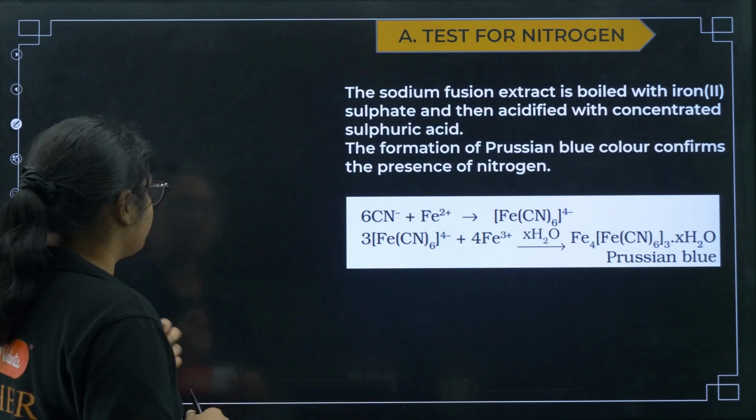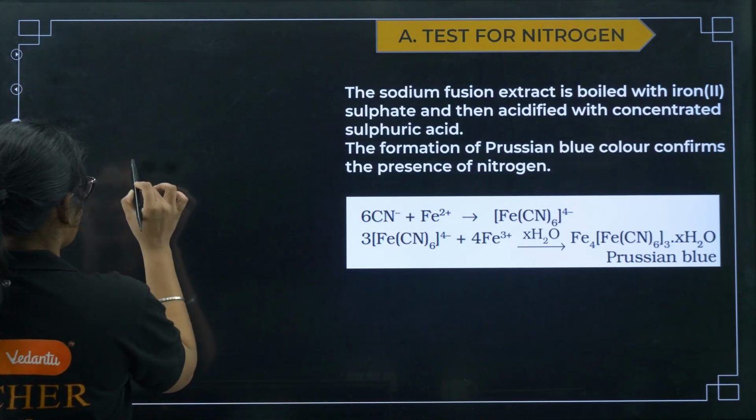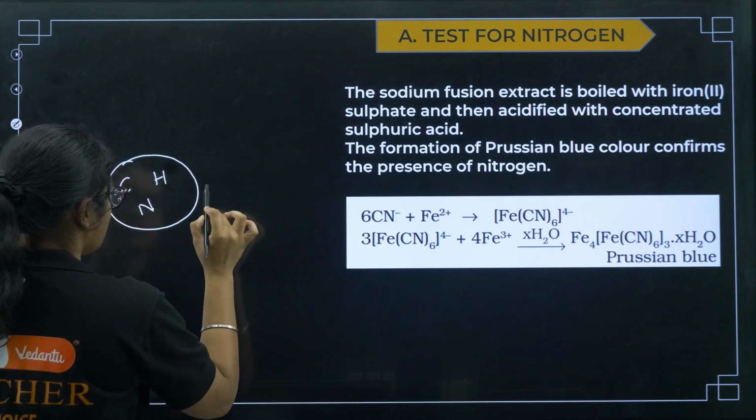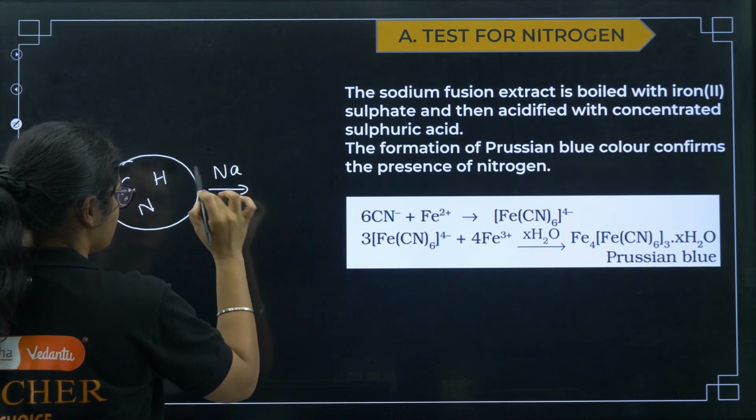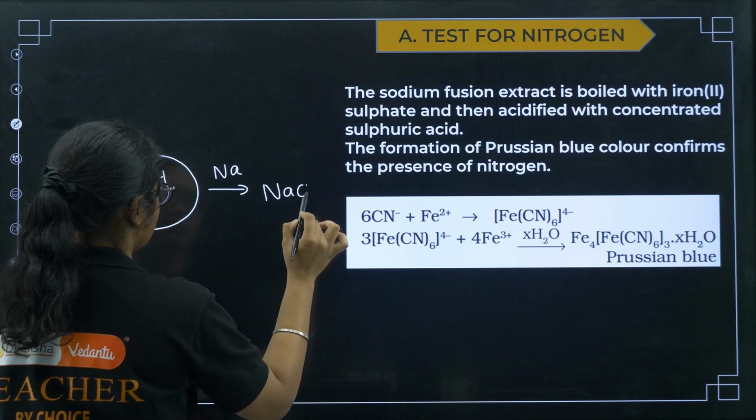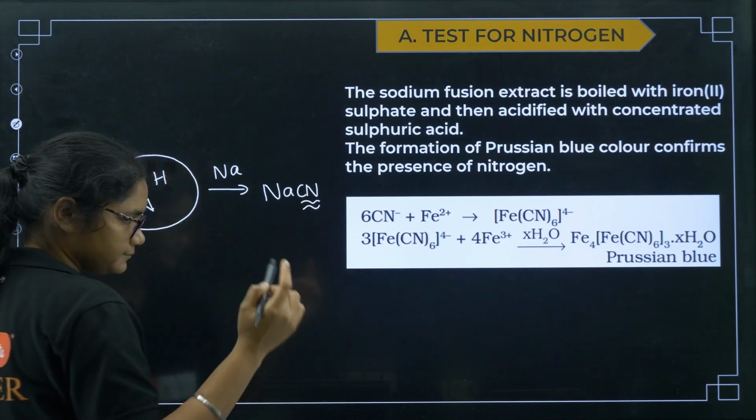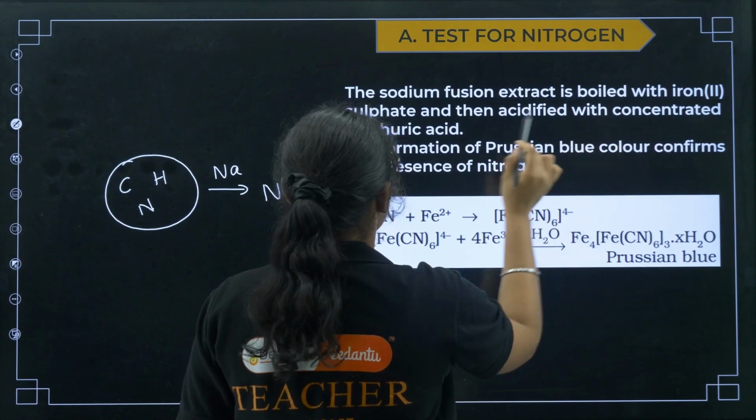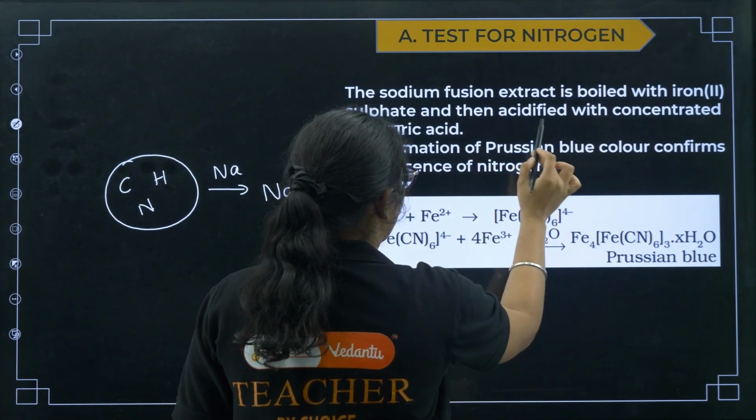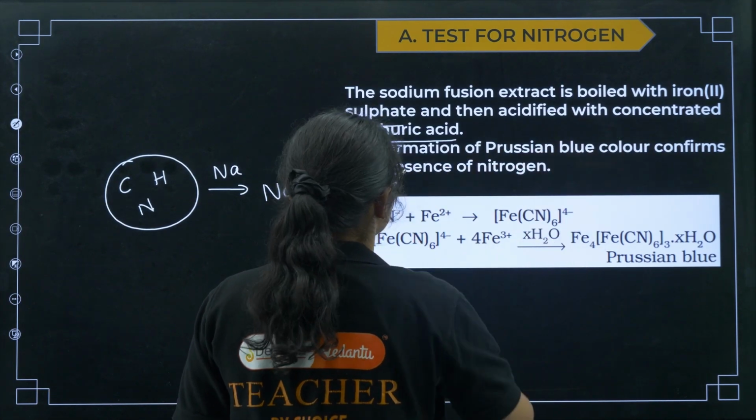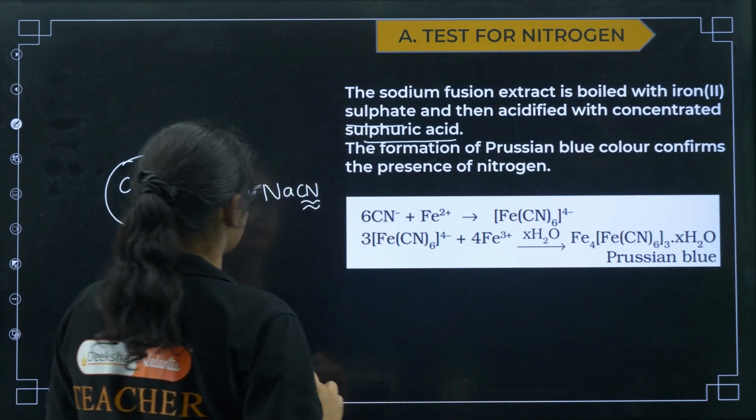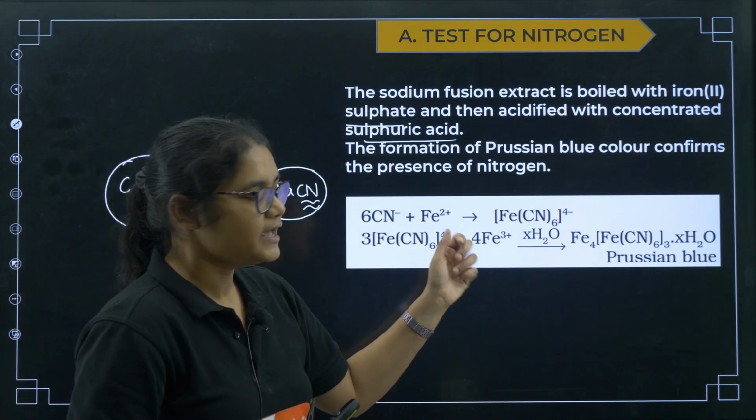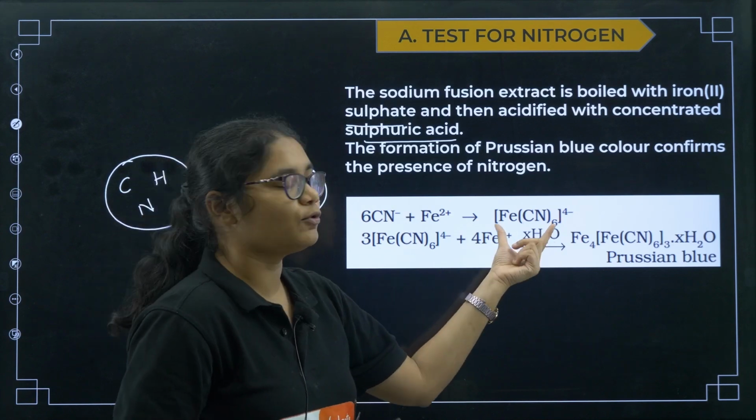Okay, so for nitrogen what must be there? If the organic compound has carbon, hydrogen and nitrogen, when you heat it with sodium, you would have got NaCN in the sodium extract, right? So now this testing is done. The sodium fusion extract is boiled with iron sulfate and then acidified with concentrated sulfuric acid. Okay, so first what is there? In this NaCN, it is heated with Fe2+ and you get Fe(CN)6 4-.